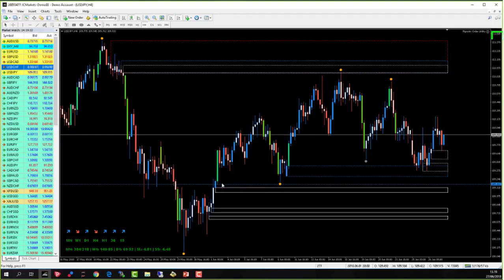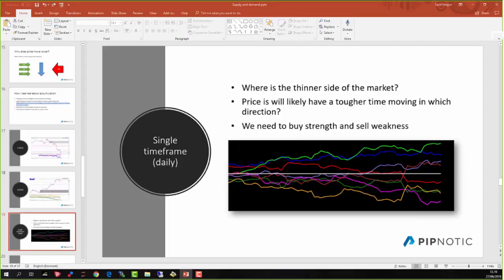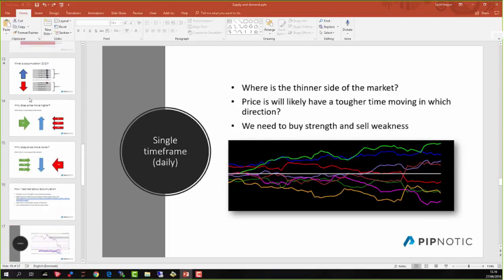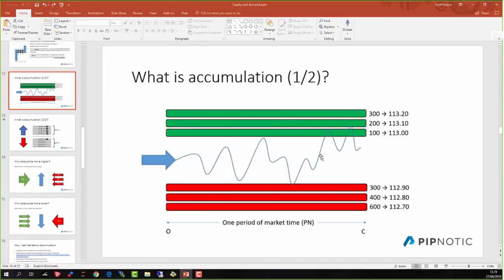Okay, so we have this area here, and price came very, very close to precisely that area. Why did it come down to that area almost exactly before it found liquidity to move higher? Well, if we go back to the slides for just a quick second, I want to go back to this graphic here.